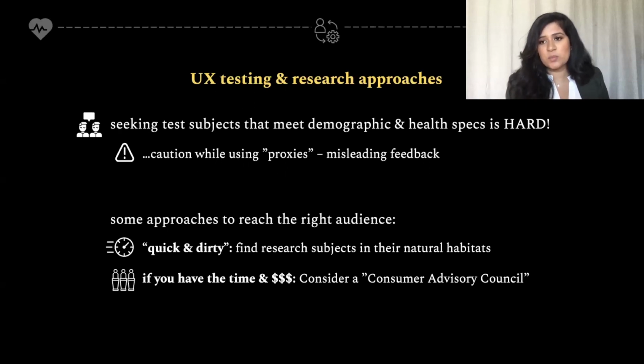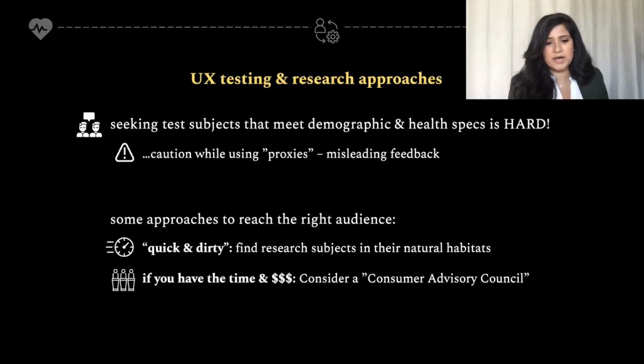And so this is especially when you want to be really careful about using proxies. For example, I don't want to be running a test with healthy 25-year-old individuals, getting feedback from them, and using that as a proxy for actual end users who don't fit that demographic at all, because that feedback can be really misleading and you could make some really bad product decisions based off of that. So I also want to point out some approaches to how we can get access to user subjects, given that these are fairly niche demographics.